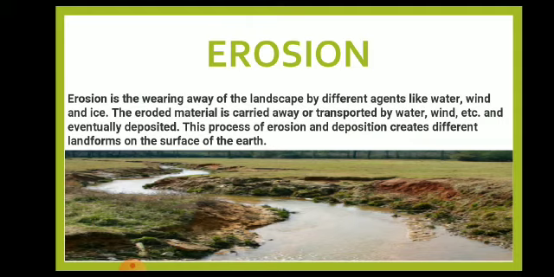What is erosion? Erosion is the wearing away of the landscape by different agents like water, wind, and ice. The eroded material is carried away or transported by water, wind, etc., and eventually deposited. This process of erosion and deposition creates different landforms on the earth's surface. Wind, moving ice, glaciers and running water are the agents. Erosion is slowed down by plants, as their roots tighten and bind rock particles and prevent them from slipping away. So this is called erosion.